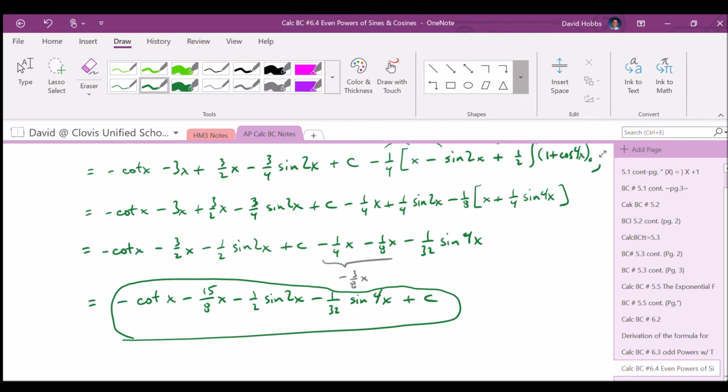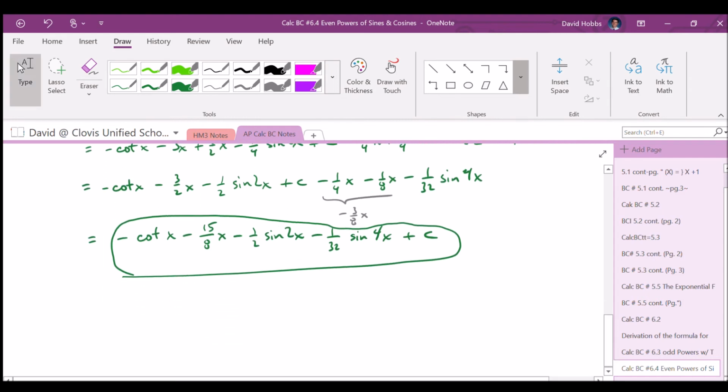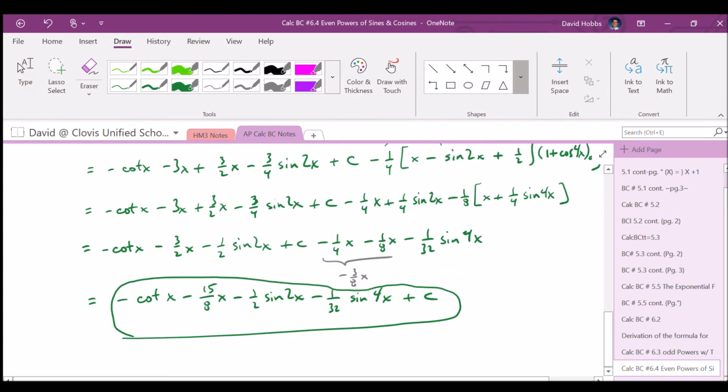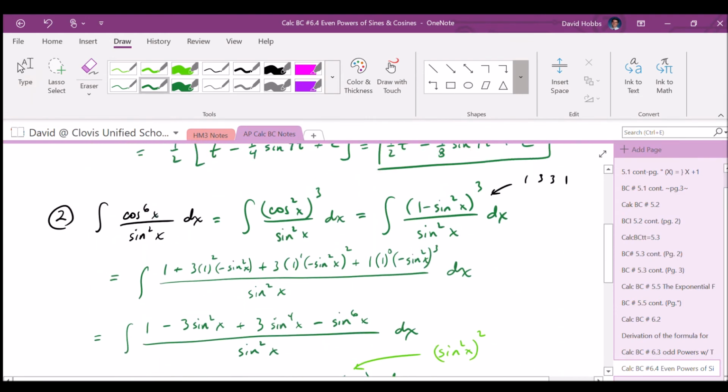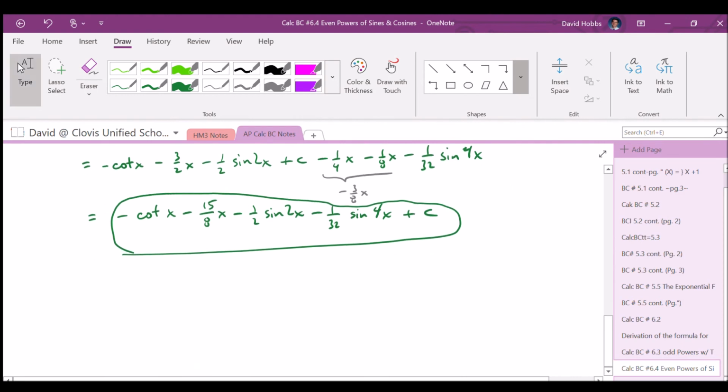Finally, third problem. By the way, if we did the derivative of this, we would get back to this original problem, cosine to the 6th x over sine squared x. Okay, finally, this last problem here. Sorry, it's not number 5. Number 3.